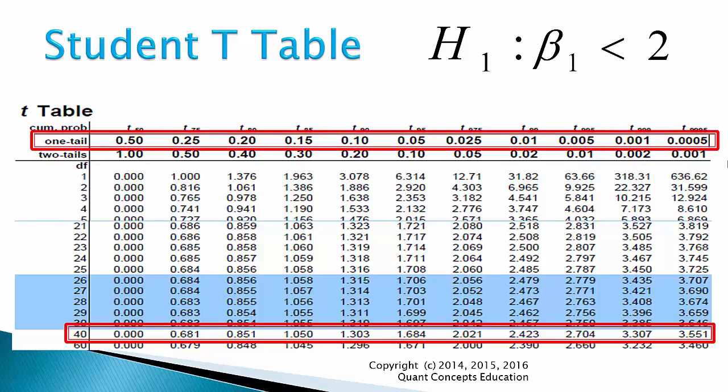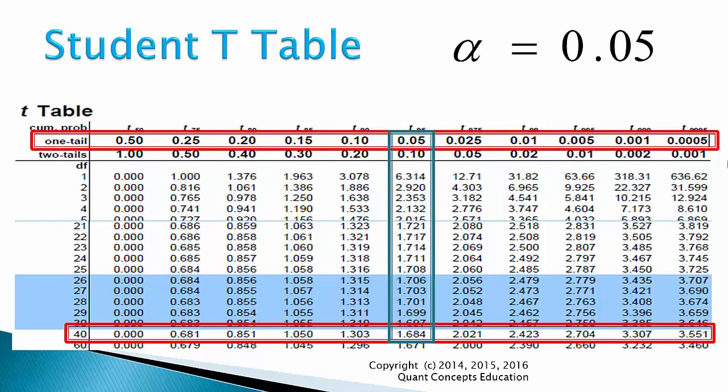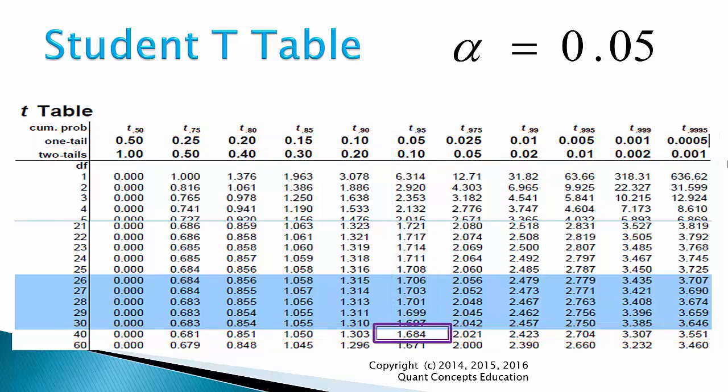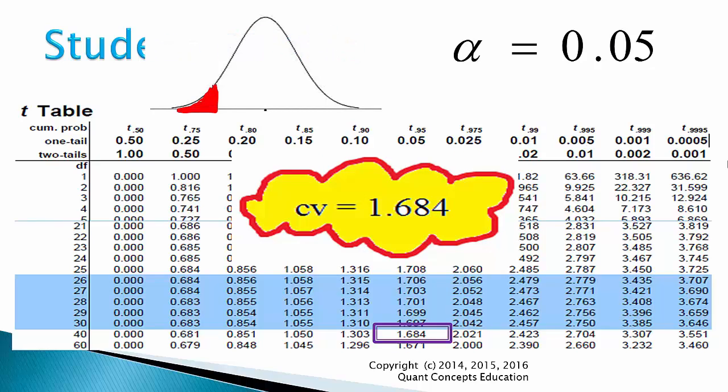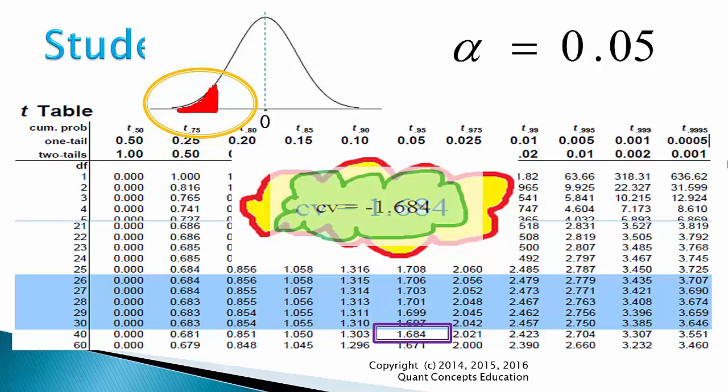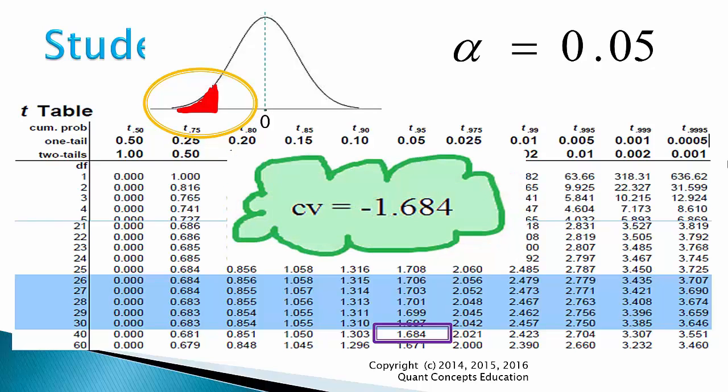The question asks us to test at the 5% significance level. So we're looking at this column here. So the critical value we need is this, the intersection of our degrees of freedom and the significance level. The critical value is equal to 1.684. However, since this is a lower tail test, with a rejection region on the left side of the distribution, recall that the student T distribution is symmetrical around 0, so the critical value is below 0 and must be a negative number. So our critical value is actually negative 1.684.